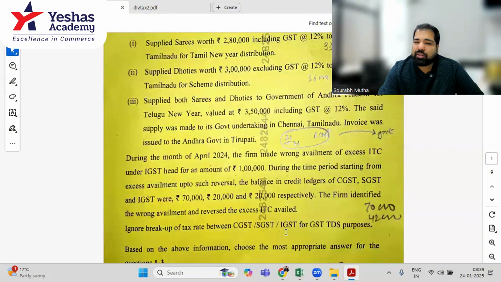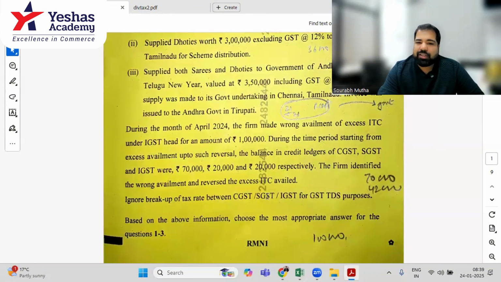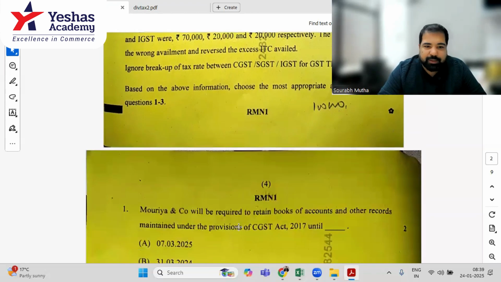Ignore the breakup of tax between CGST, SGST, IGST for GST, TDS purposes. So basically, they're saying don't calculate IGST, CGST, just calculate the total. Based on the above information, choose the most appropriate answer. So here, guys, place of supply is being tested, TDS is being tested, and this reversal of excess credit is also being tested.